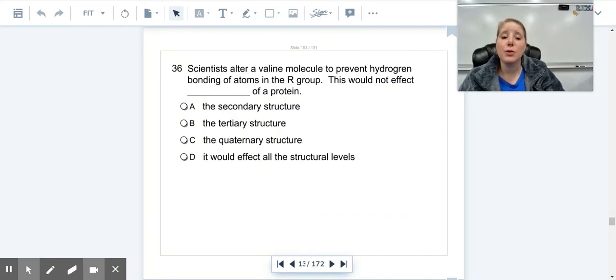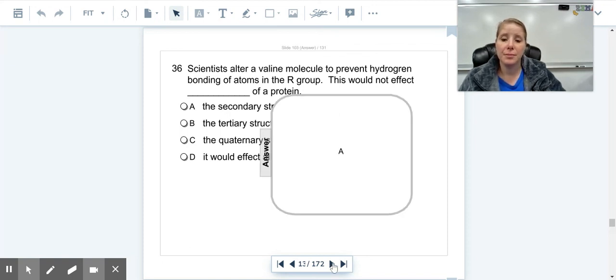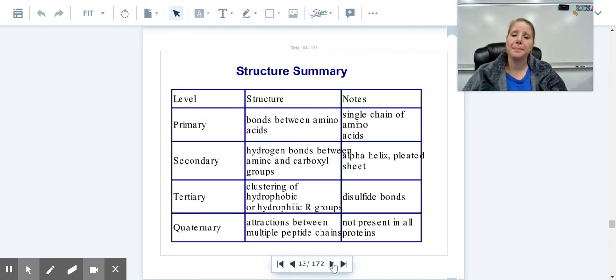Scientists alter the valine molecule to prevent hydrogen bonding atoms to the R group. This would not affect what structure of the protein: the secondary, tertiary, quaternary, or all structures? The secondary, A. And that's because, remember, the secondary structure does not have anything to do with the R group. It's only about how the amine and the carboxyls hydrogen bond together.